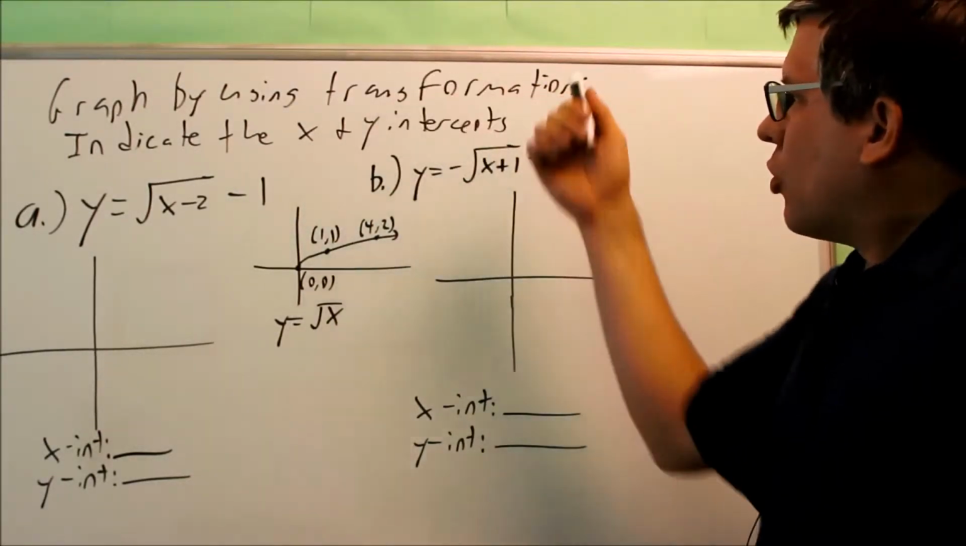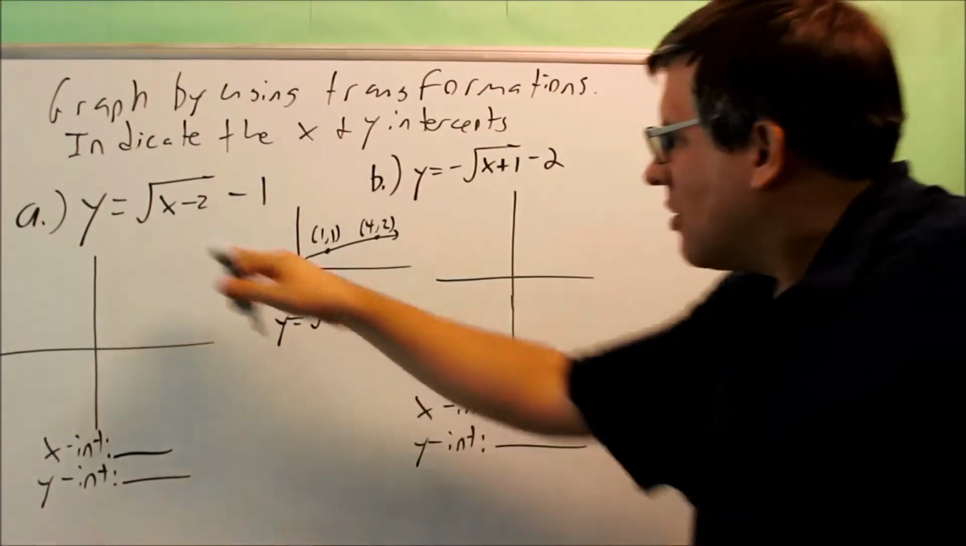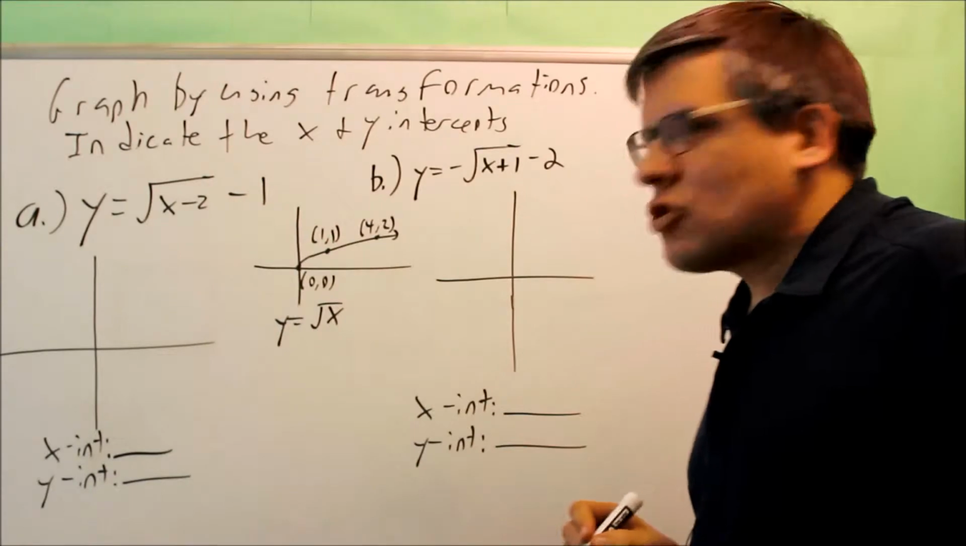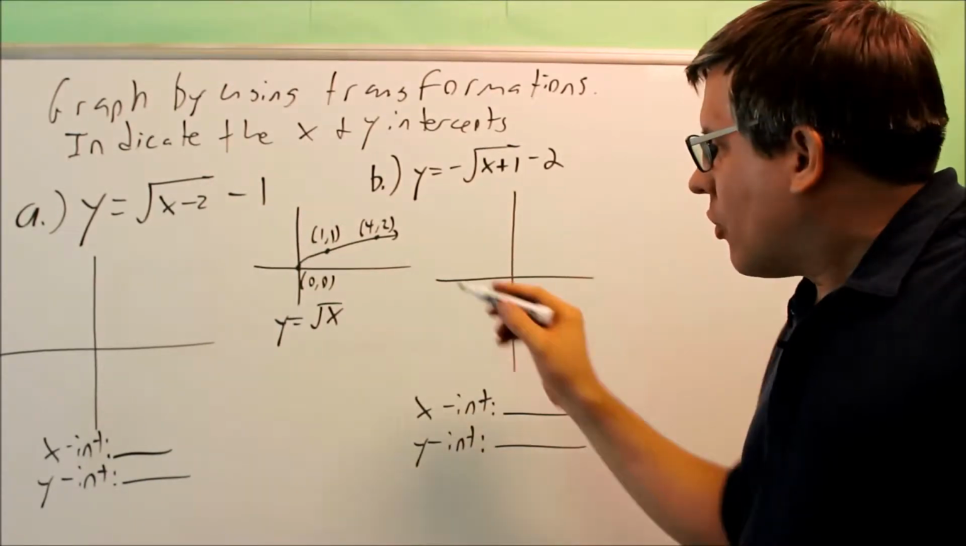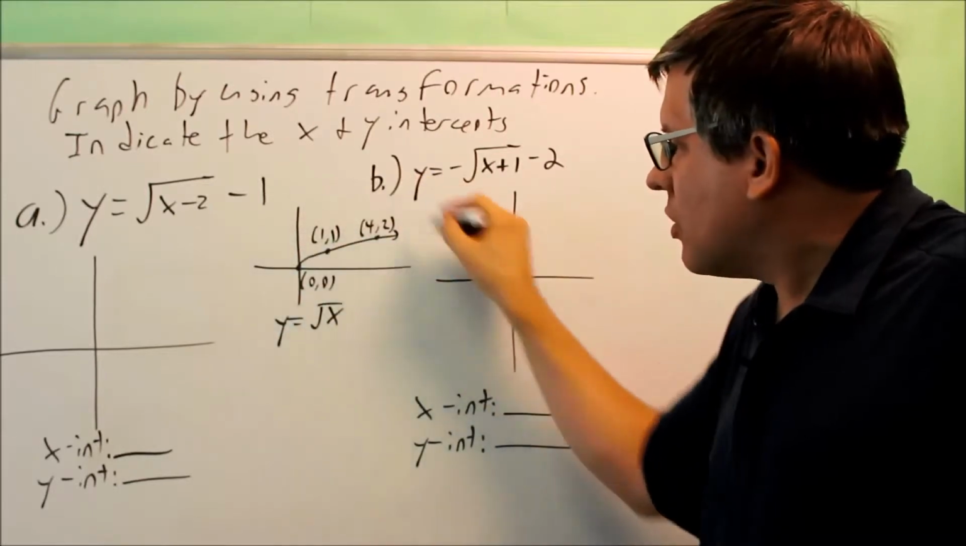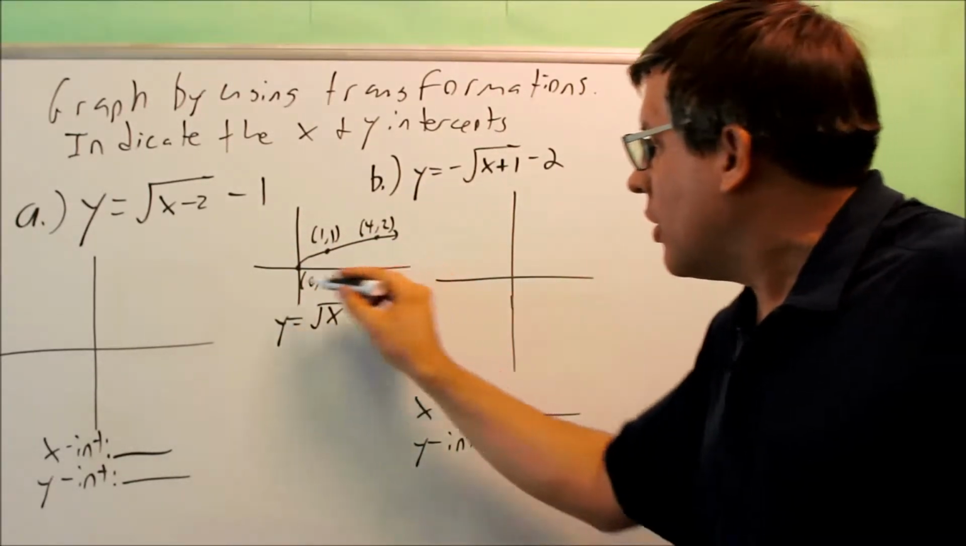Okay, we're going to do more transformations, but this time we're going to use a different base graph. Each of these here, A and B, they both have a square root in it. So we have to know the correct base formula. Our base graph is going to be this one. We're using y equals square root of x, that's our base formula, and here's the base graph.